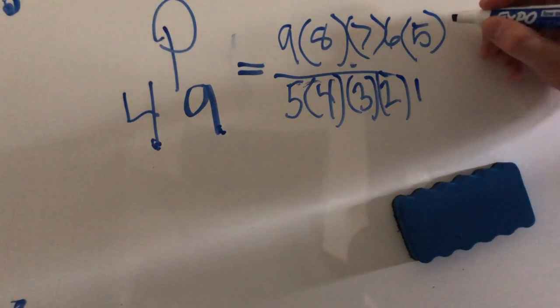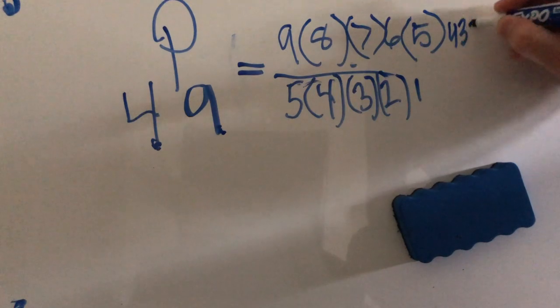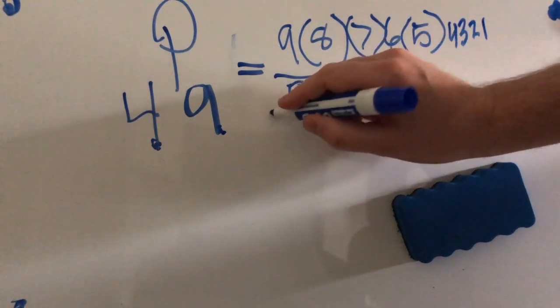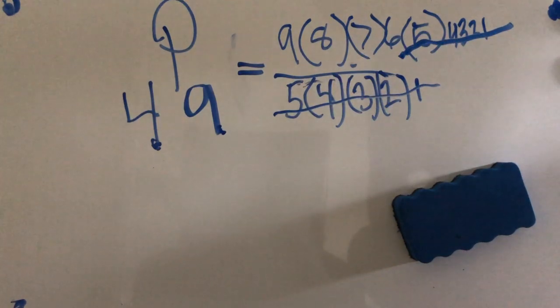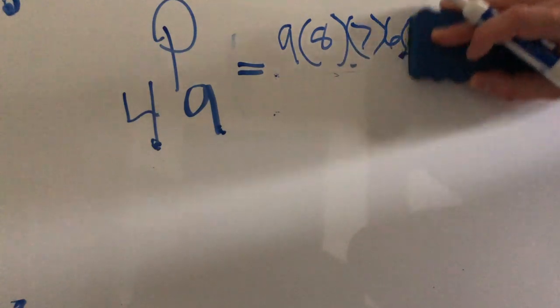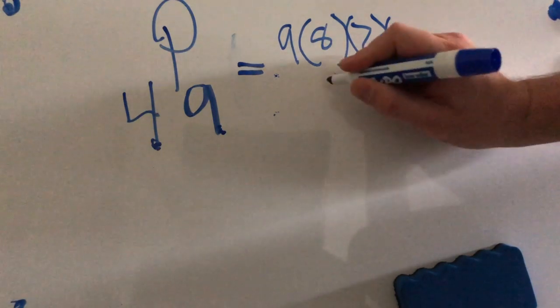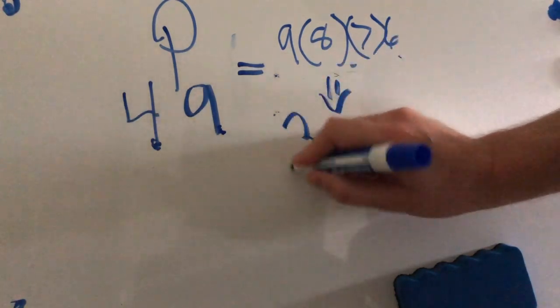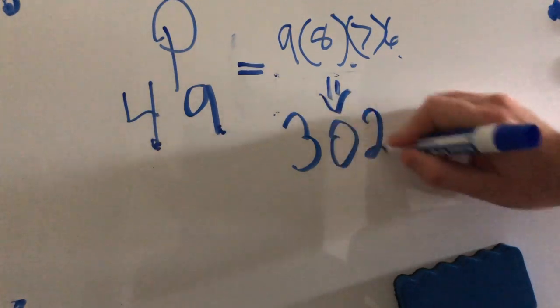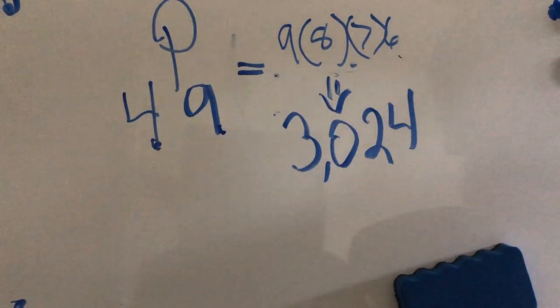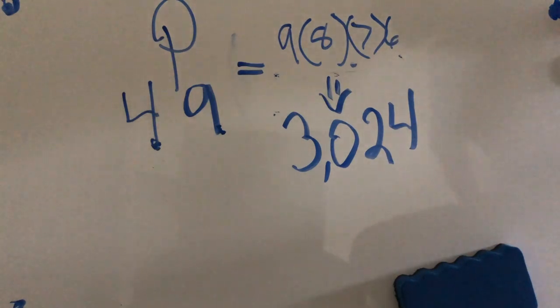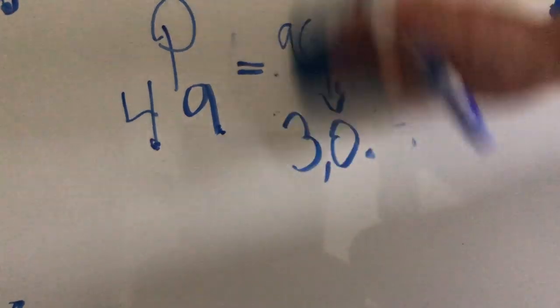Now, if I keep going with this, 4, 3, 2, 1, basically these can cancel out. So what am I left with? I'm left with this: 9 times 8 times 7 times 6. And that would yield 3,024 different ways I can hang 4 pictures on a line out of 9 different pictures. Okay, that's using the permutation and factorial rule.